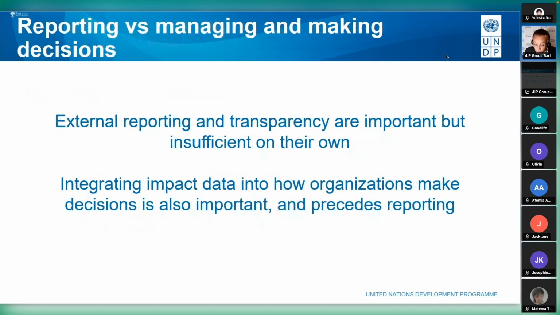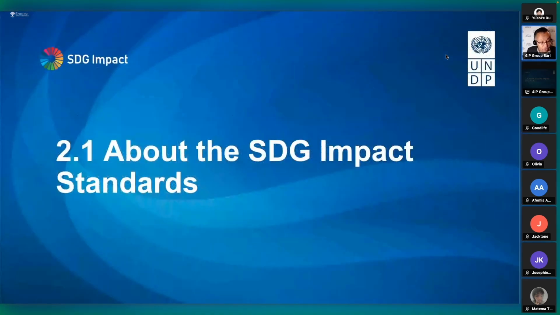So external reporting is important, but insufficient on its own, because it's more backward looking than forward looking. It tends to drive more of a compliance, form over substance response. It tends to focus on risk more than opportunities. And it's not fast enough to drive change at the pace that we need. And hence, integrating impact data into how your organization makes its decisions is also important and actually precedes reporting. That's one of the key messages that I would like you to take with you after today's introduction.